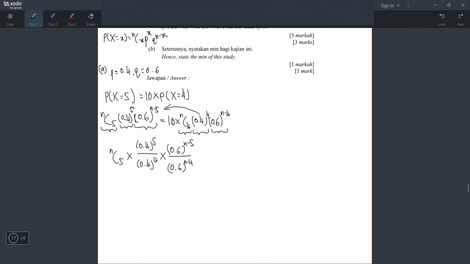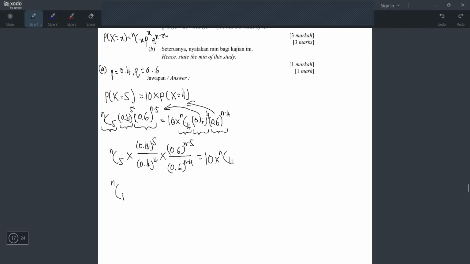Okay. And then what about the 10? The 10 also you can move here and it becomes divide, right? But should I move it now? Okay, let's not move it now. Move it later. The 10 I leave it here first. And then the nC4 also I cannot use a calculator to calculate because I don't know the value of n. It means this one and this one really cannot be done because I don't know the value of n. But this one can be done.